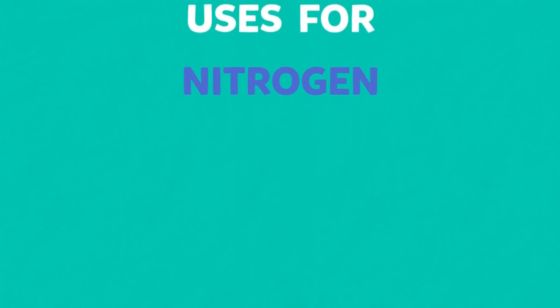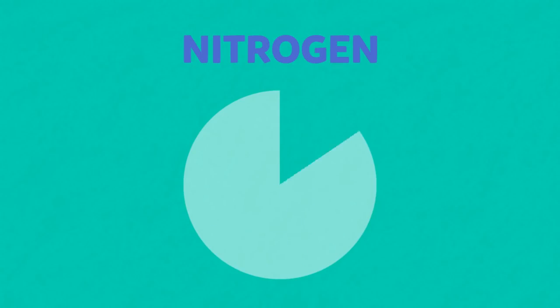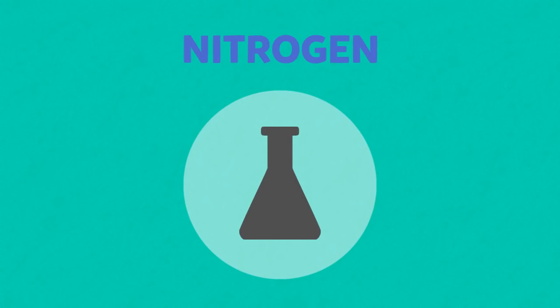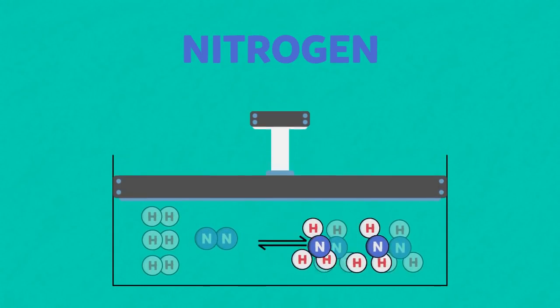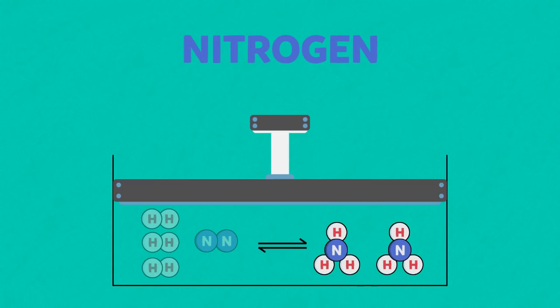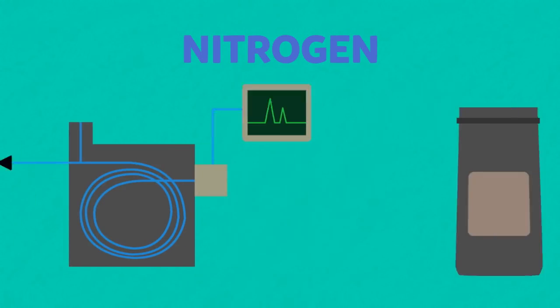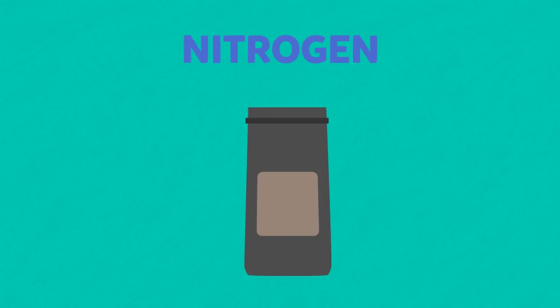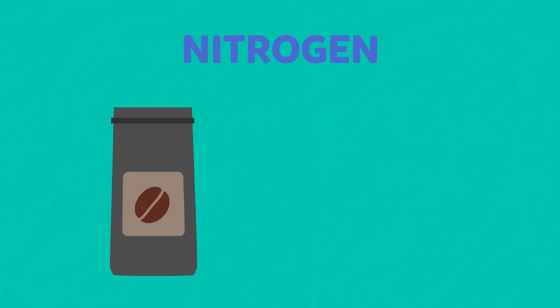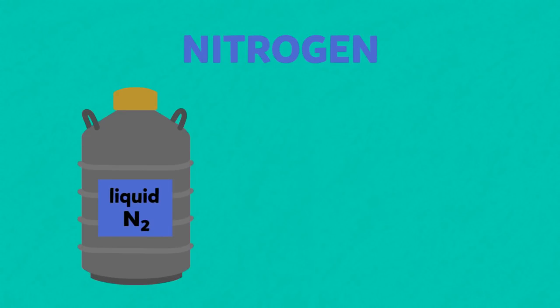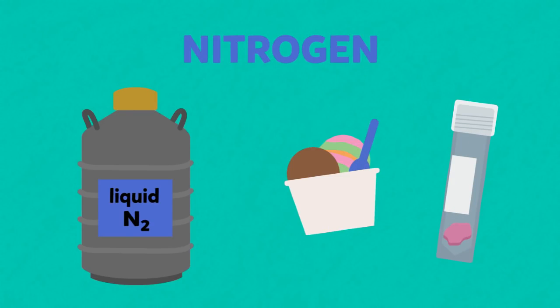Now, the important uses for nitrogen are creating an inert atmosphere for chemical processes, the Haber process for the manufacture of ammonia, gas chromatography, packing oxidizable foods such as ground coffee, and also liquefied nitrogen can be used for the freeze drying of food and preservation of tissue samples.